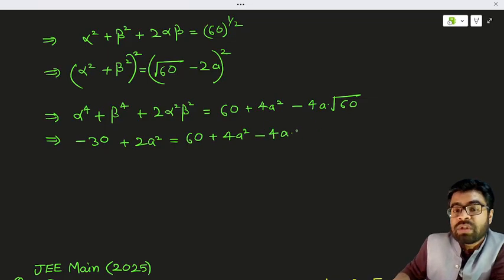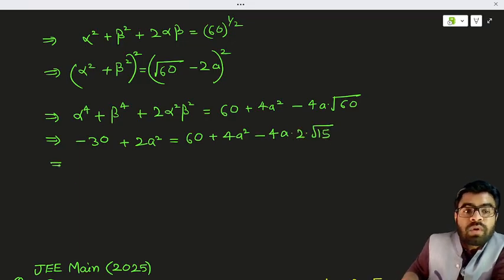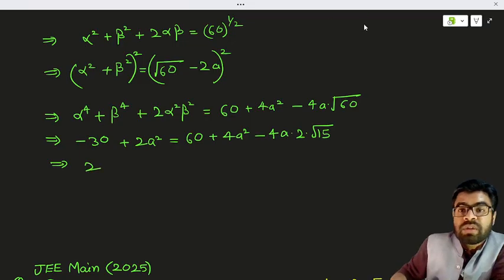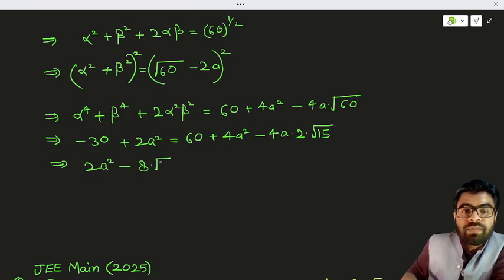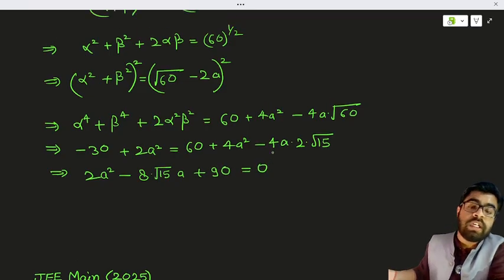What is root 60? Root 60 is nothing but 2 times root 15. So from here what we are getting, it is basically 2a square and it is 4a square. So from here we are getting 2a square, then minus 8 root 15a, and here it is plus 90 is equals to 0. Now let's see the question.